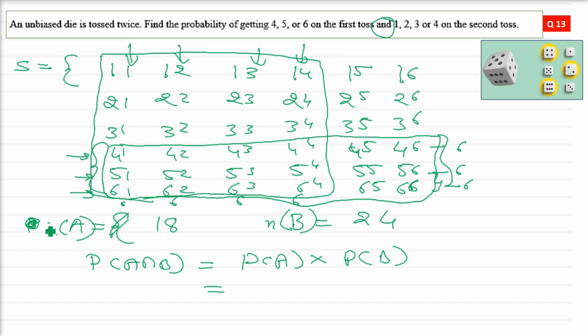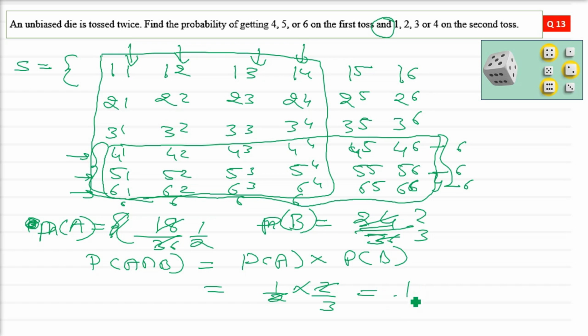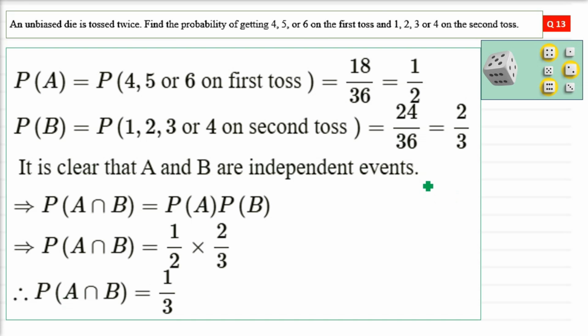What is the probability of A? Favorable cases are 18, 36 are the total number of cases. Probability B, 24 favorable cases, 36 total number of cases. 18 by 36 gives you 1 by 2. 24 by 36 gives you 2 by 3. So 1 by 2 multiplied by 2 by 3 gives you 1 by 3. So this is the 1 by 3 value, which is the solution of this question. So this is how it will be done.